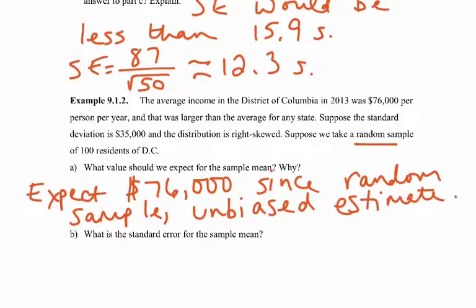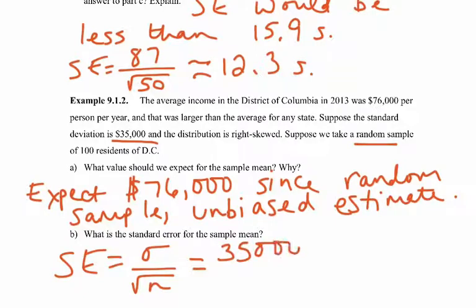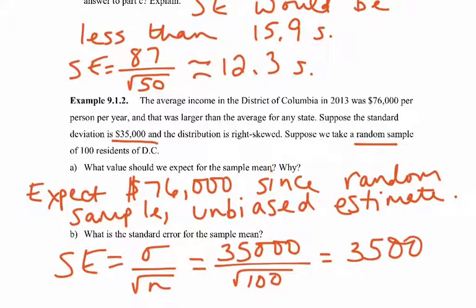Okay, and then part B is asking us to compute the standard error again. If we take a random sample of 100 DC residents, our standard error formula is sigma divided by the square root of n. Sigma is the standard deviation for the population, which is 35,000, divided by the square root of 100, which of course is a nice number. That would be 10. So we just lose one of the zeros, and we get $3,500. That means the salary from one person to the next in my sample is going to fluctuate by about $3,500.